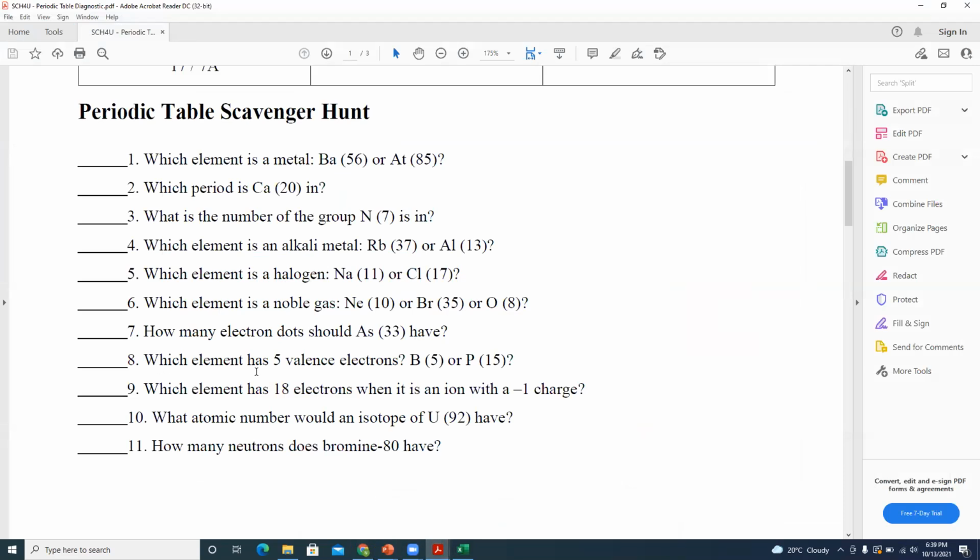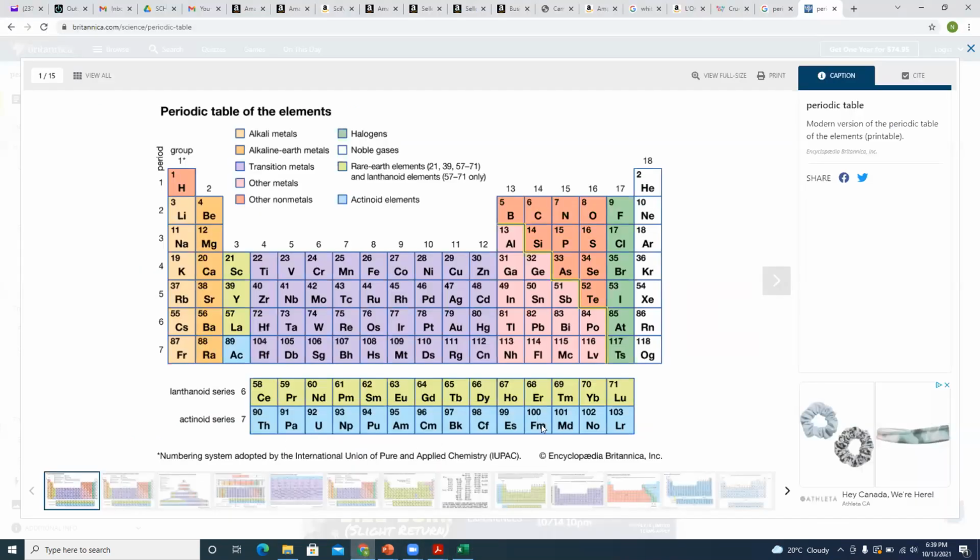And which element has 5 valence electrons? Is it boron number 5 or is it phosphorus 15? Let's have a look. 5 valence electrons. I think phosphorus. It's exactly phosphorus because it's under group 5A or 15.